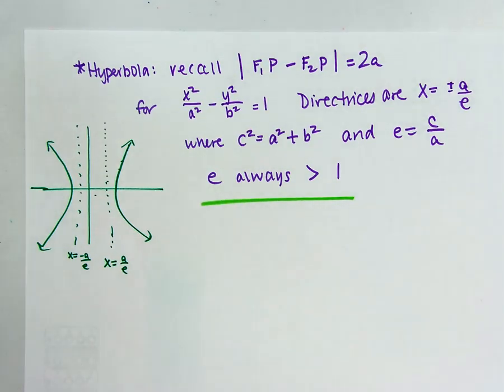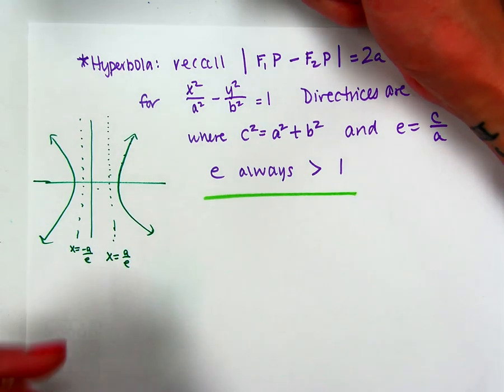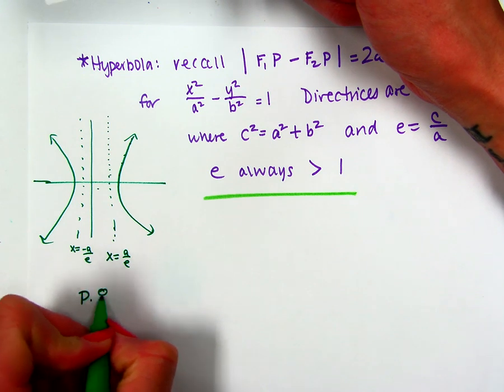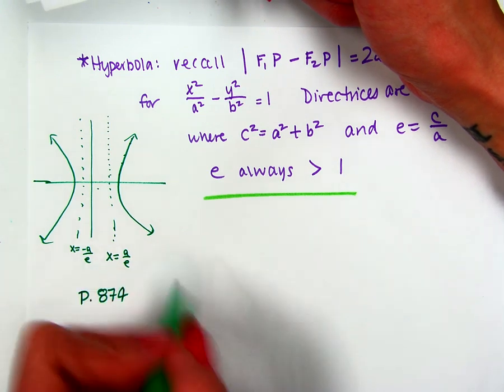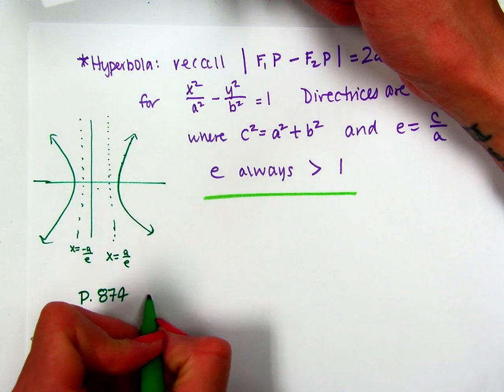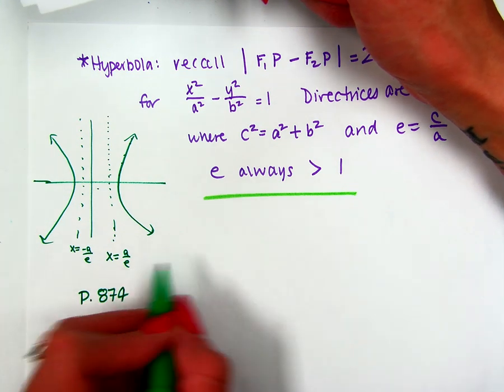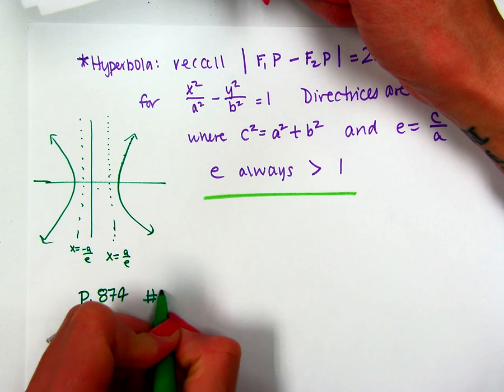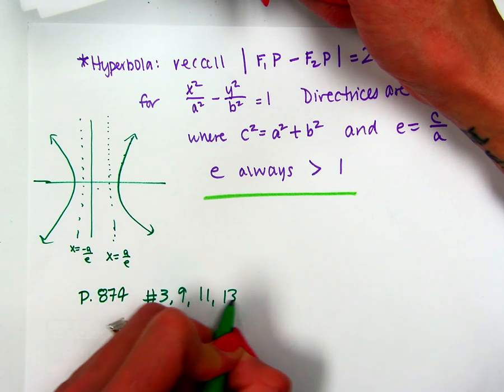Most of these problems do not ask you to graph. They just ask you to find either the equation of the directrices or just what is the distance from the first focal point to a point and the second focal point to a point. All right, so we're going to do number 3, 9, 11, and 13.